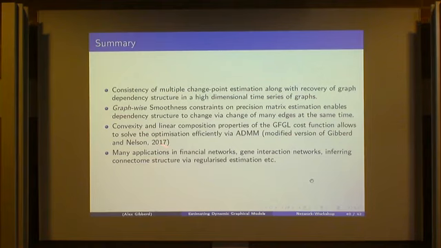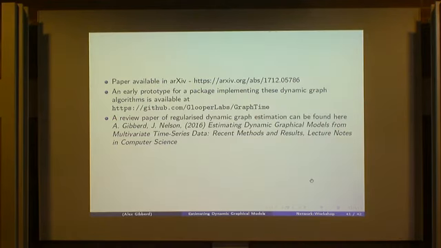There are many applications in finance, gene interaction, and inferring connectome structure, which is probably another area, like how we can employ it for brain structure estimation problems. An early draft is available, but the results I presented are in a more polished form, which may not be exactly there. So the updated one should be up on arXiv in a couple of weeks' time.